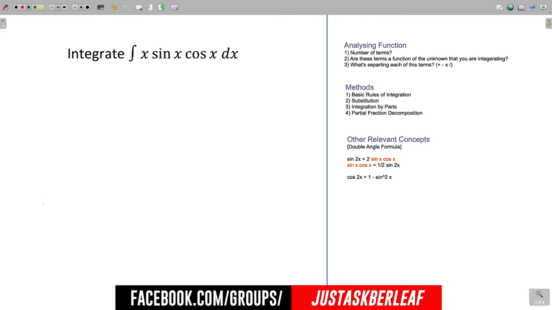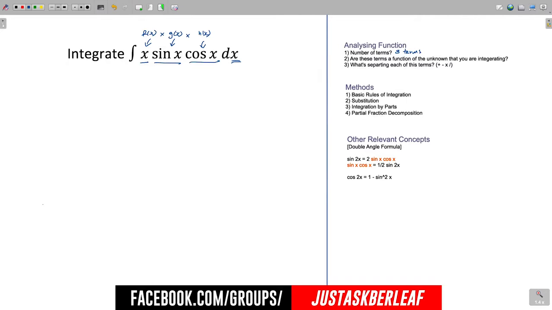So let's analyze our integration function here. For the number of terms, we are looking at x, sine x, and cosine x, which is a total of three terms. And since we are integrating this with respect to x, each of these terms actually has an x within it, so we are looking at three functions of x, which we call f of x, g of x, and h of x. Last but not least, what's in between each of them? Not seeing any plus or minus, we know that it is a multiplication of each of these functions of x.